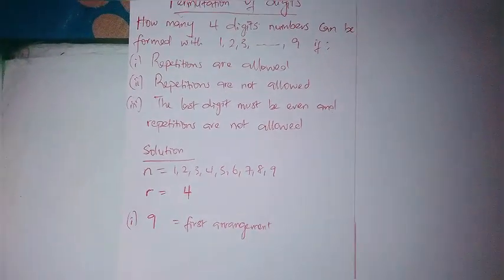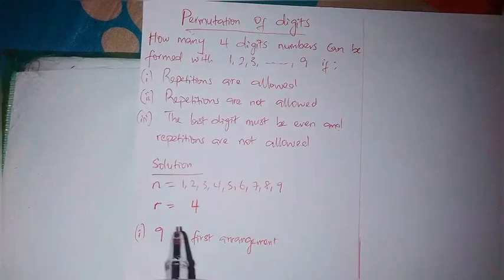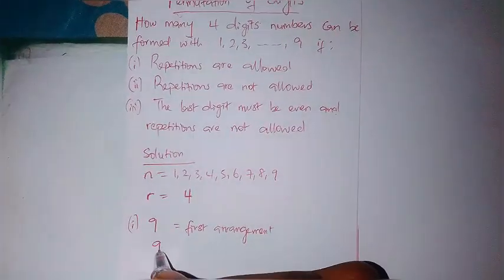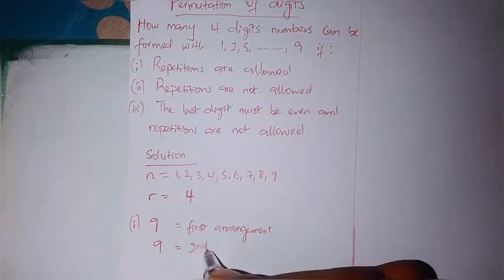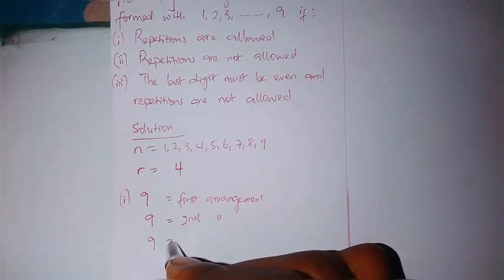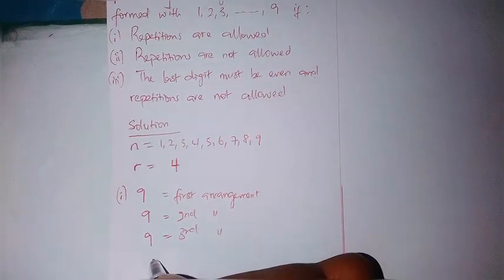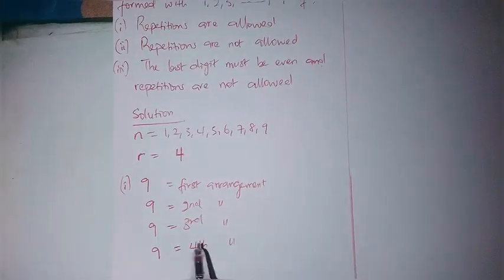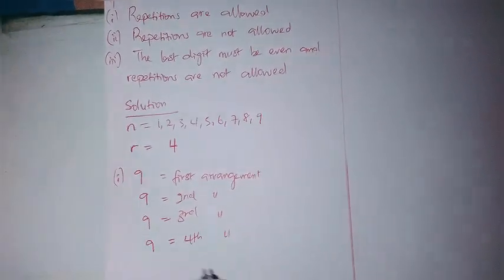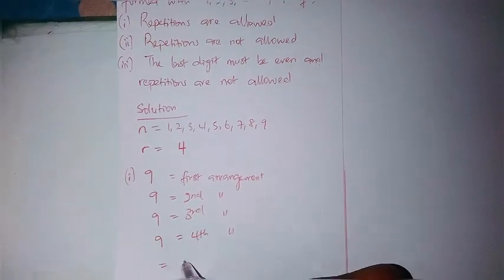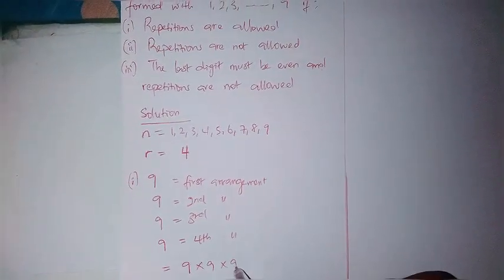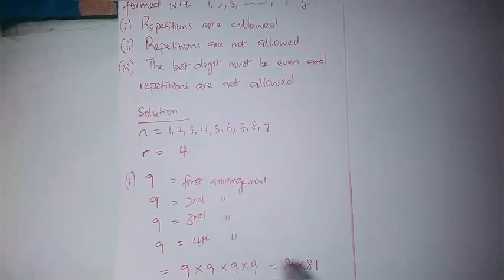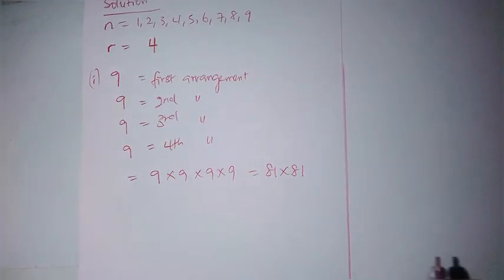Now, if the first arrangement is 9 and repetitions are allowed, it means it will reset back to the total number of items I have on board, which is still 9. So 9 again for second, 9 again for third, and 9 again for fourth. So how will I now get my answer in this case? This now becomes 9 times 9 times 9 times 9, and that's 81 times 81. So after multiplying, you get your answer.